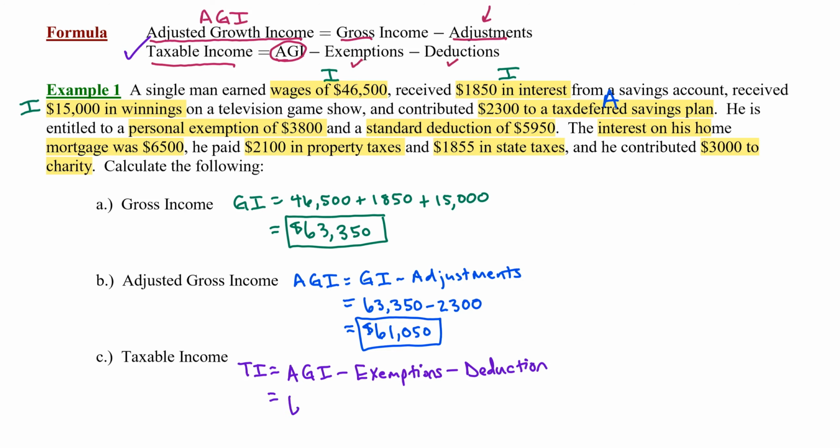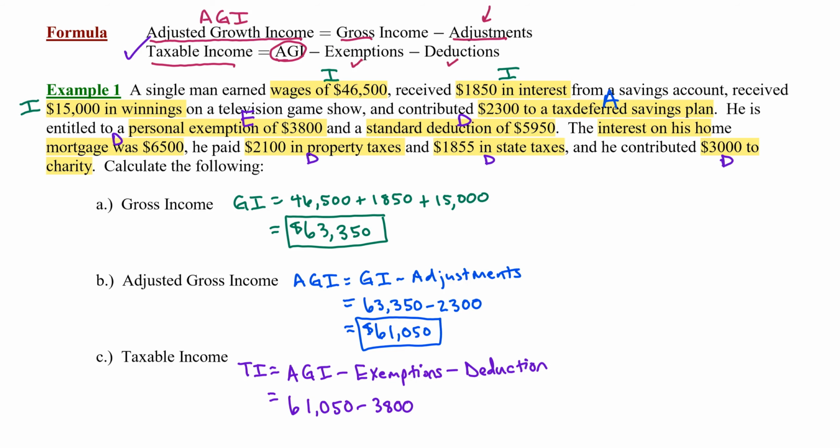So remember, his AGI was $61,050. Let's see if we can find exemptions in the problem. Here it says he has a personal exemption of $3,800. And again, that value is set by the government. Next, he has a standard deduction of $5,950. That's an amount set by the government. But also notice he paid mortgage interest of $6,500. He paid $2,100 in property taxes, $1,855 in state taxes, and he donated $3,000 to charity.